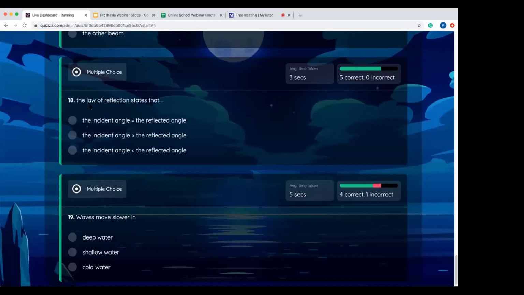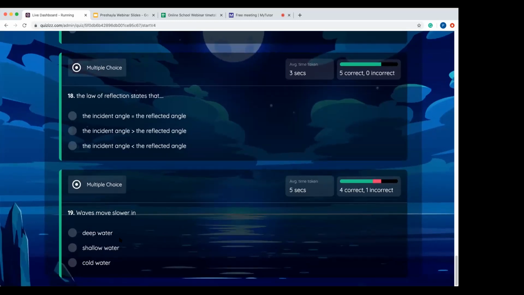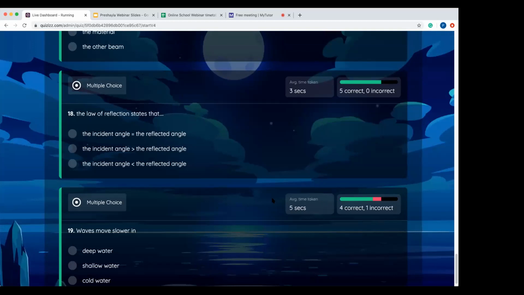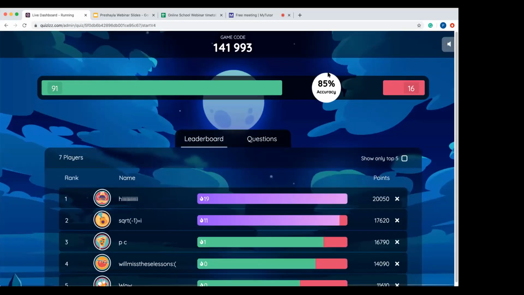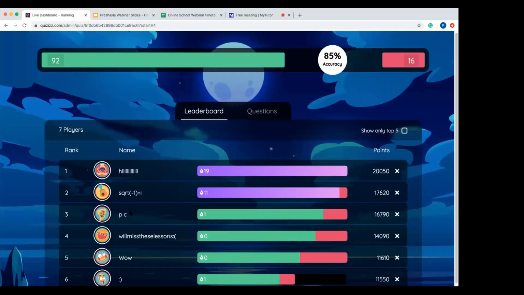The law of reflection states that the incident angle is equal to the reflected angle, and waves move slower in shallow water. And well done everyone, we got 85% accuracy, and well done to Hi, square root minus 1 is I, and PC, who were top 3.